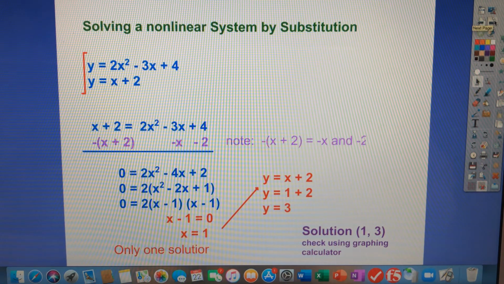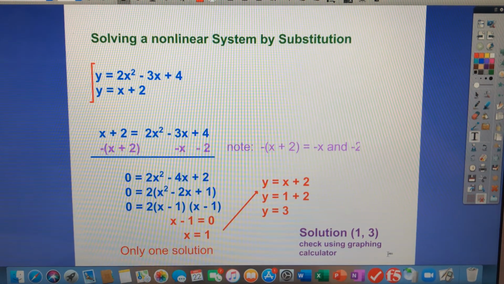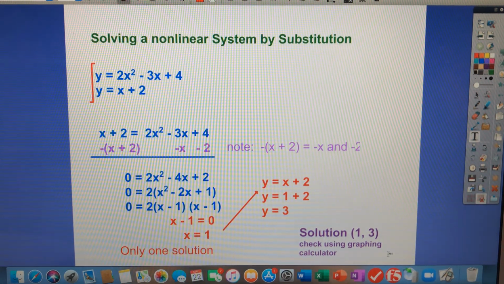Another option, what if I want to solve my nonlinear system by substitution? I can do that. We know how to do that. Look at y equals x plus 2. Make your y x plus 2, make both sides equal to each other, and you're going to solve for your solution. In this case, I have one solution, x equals 1. Plug it in, y equals 3. You can check using your graphing calculator because you can do systems on your graphing calculator, which of course I recommend that you try to learn.